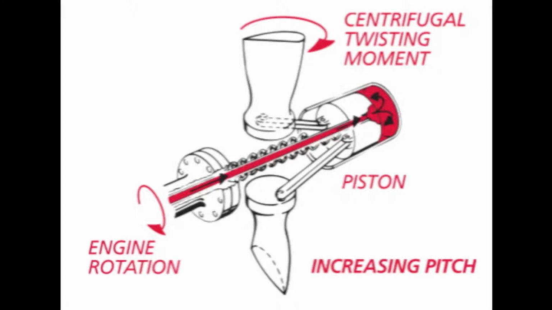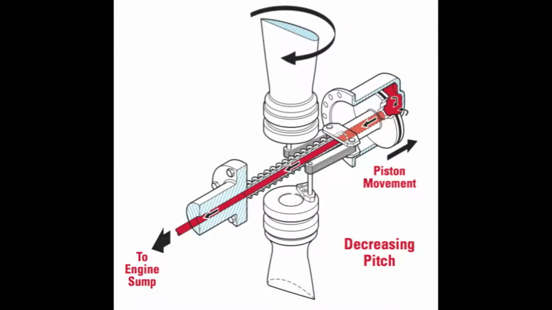So first, let's look at the forces acting on the propeller in our constant speed propeller. As the engine rotates the propellers, since it's not fixed, there is a twisting force called centrifugal twisting moment. This twisting force makes the propeller go to a low pitch if it wasn't attached to anything else. But the propeller is attached to something, which allows us to move it and overcome this twisting moment.